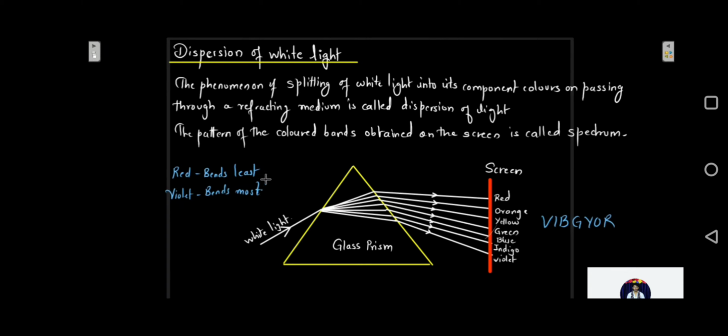This is called the dispersion. Whatever you see, that is the splitting of white light into 7 different colors. It's called the dispersion.